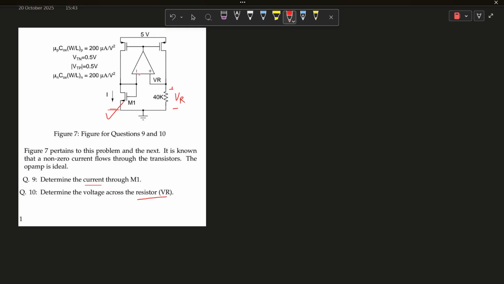Like first, by seeing the circuit, this is an op amp, and we can see there is a negative feedback going to the op amp. If it's a negative feedback, we can consider the virtual short concept, because there is a negative feedback in the question. By the virtual short, what it means is that the positive voltage will appear on the negative terminal. So it's VR. So this node is also VR.